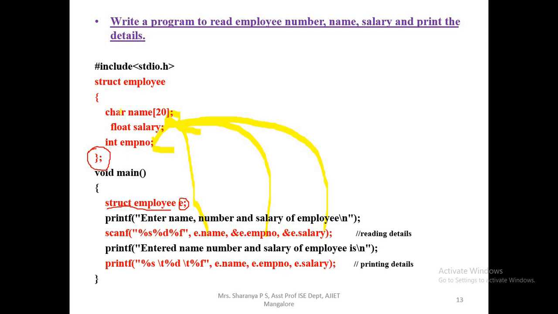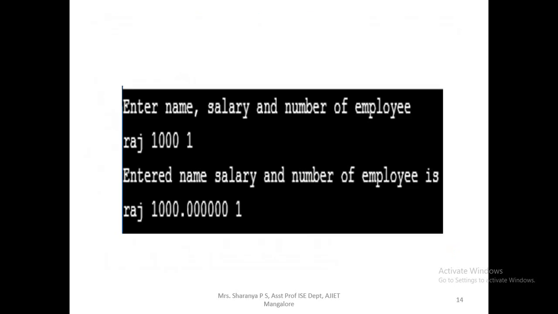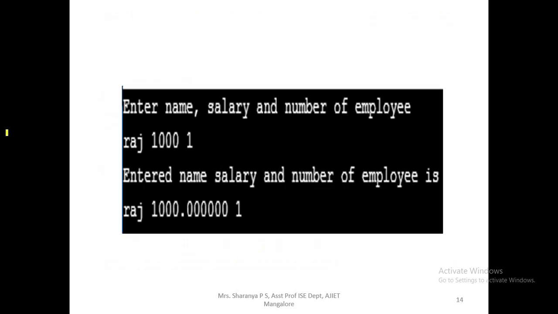This is how we can define the structure. Here we have defined the structure variable, and then this is how we have read and printed the contents of the structure. This is what we refer to as a structure definition and structure declaration with the variable E. And by using these two statements, we read and printed the details.